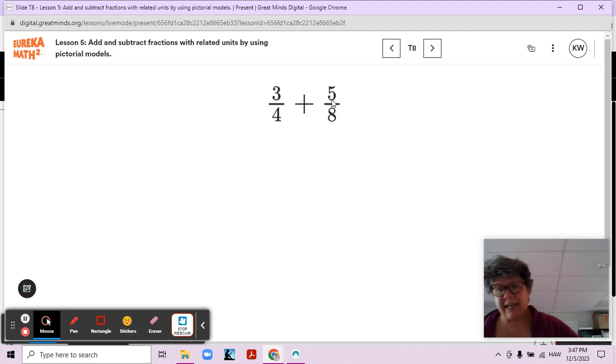Are we ready to add? No. We cannot add because our units, or our denominators, are not the same, right? We need to rename at least one of the fractions as an equivalent fraction, so both fractions will have the same denominator. Yeah? This time, let's represent the sum on a number line. Okay? So let's draw ourselves a number line here.